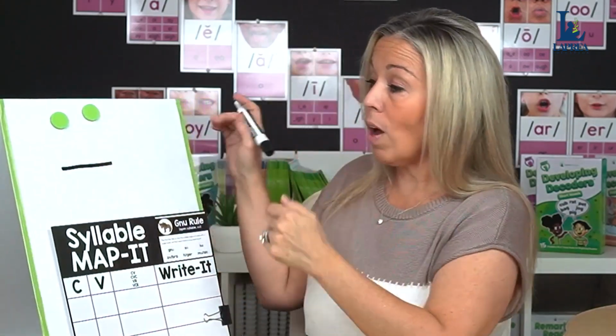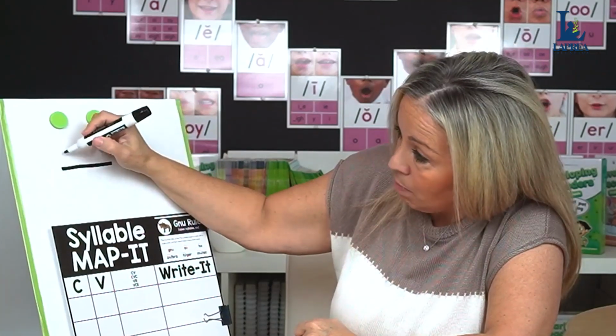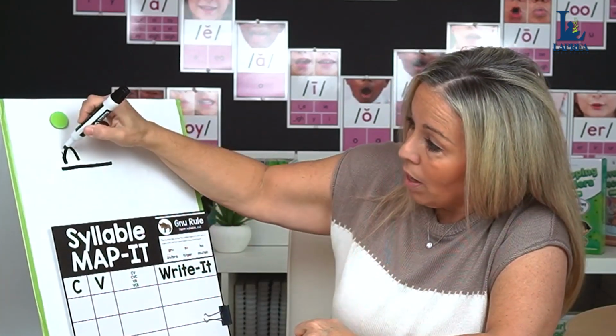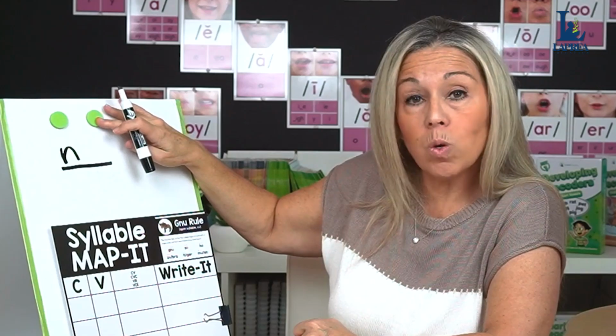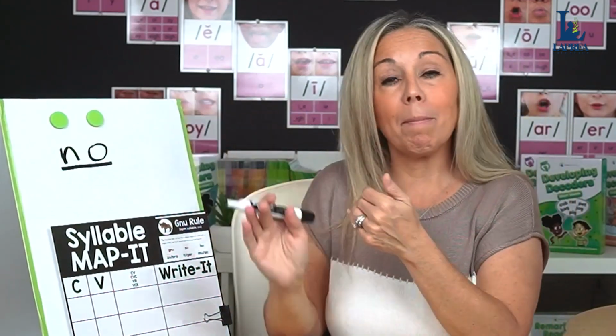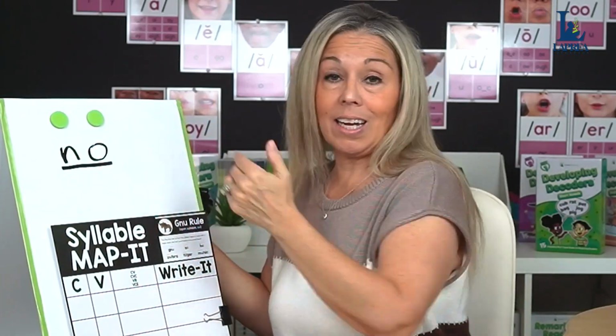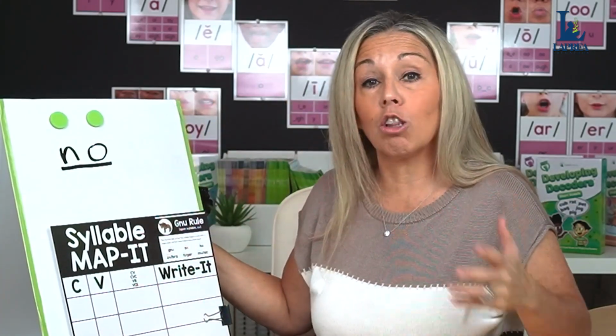N-o. Okay, what letter or grapheme represents the N sound? N. What letter represents the O sound? O. That is a simple mapping activity. The first sound is represented by an N, and the second sound is represented by a long O.